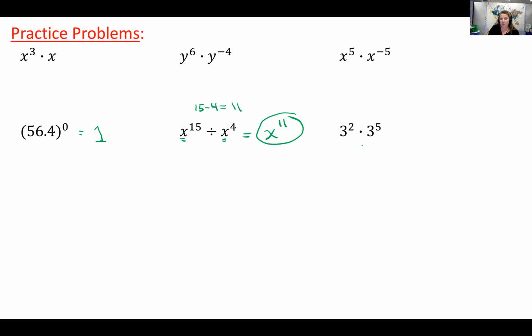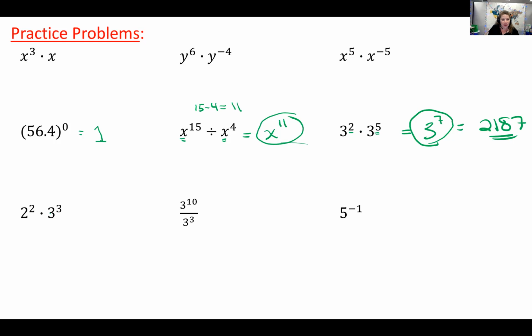The next one, we have two numbers with the same base being multiplied. So the rule is to keep the base. So we're not multiplying those 3's. We keep the base. We add our exponents and we get 3 to the 7th power. Also, if you stick that in your calculator, depending on what the directions say, you might also write the answer 2,187. If the directions say leave it in exponential form, that's our answer. If it wants it simplified all the way, this is our answer.